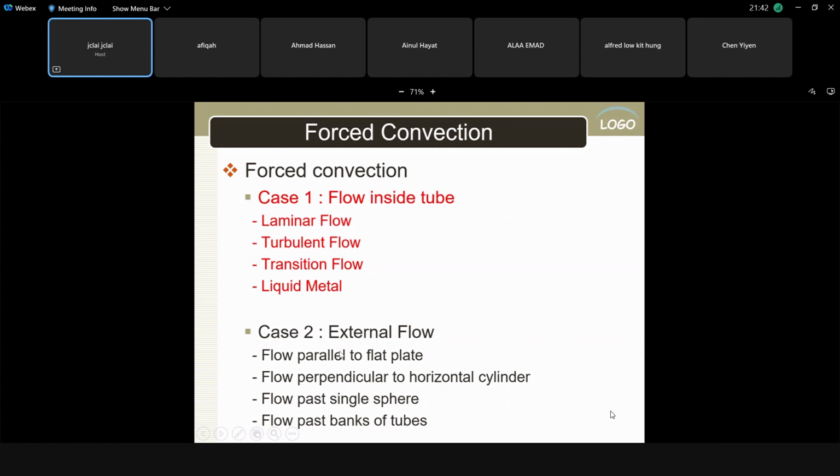Then case number two, external flow, then it depends on the geometrical shape of the surface. Okay, so you have gone through all this. Then Dr. Nadia has already demonstrated how to use all those formulas.